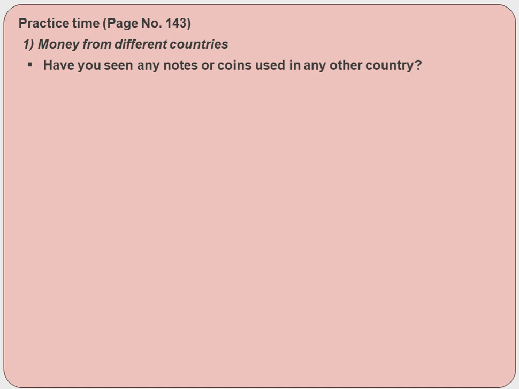Have you seen any notes or coins used in any other country? Other countries have different currencies, like dollars in the US, while in India it is Indian rupees. Similarly, countries have their own currencies. Have you seen any? If you have, write yes, and also write which currency you have seen.